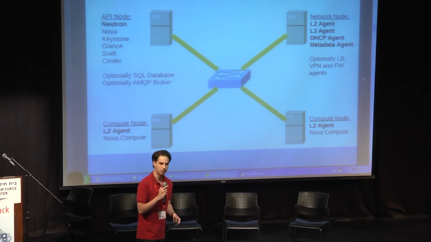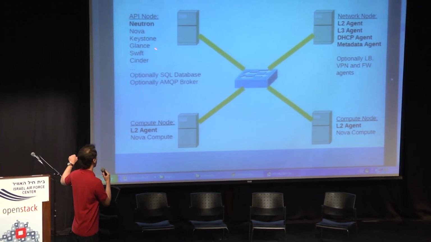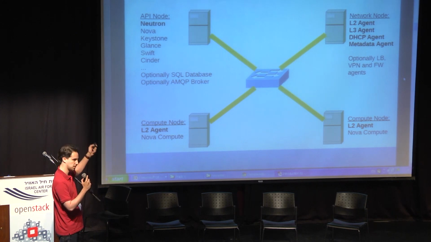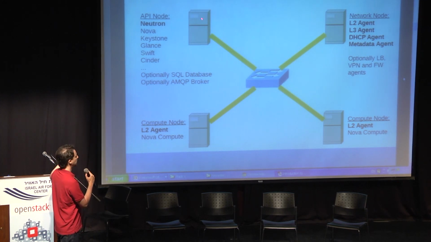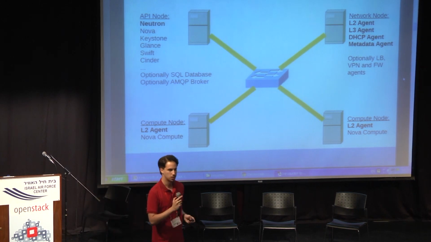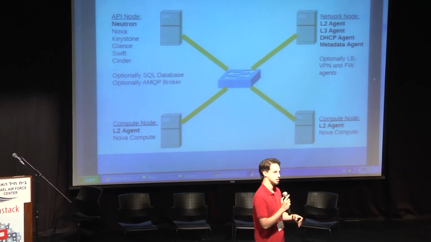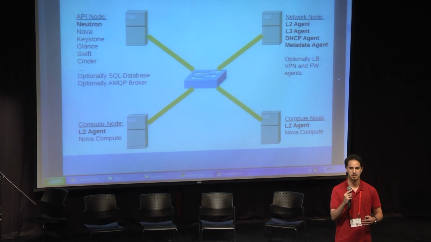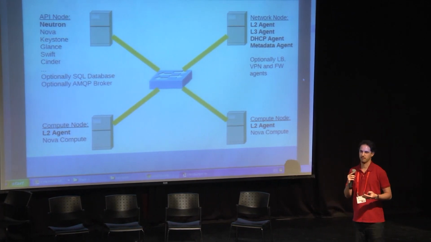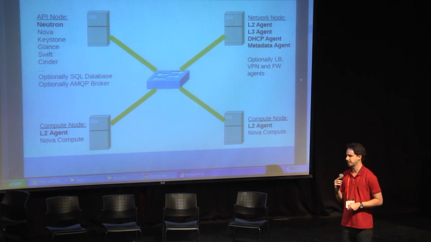For example, create router, as we've said before, is received by the network node, persisted to the database, which is on some other node. A message is then sent via the AMQP broker, received by the network node. The layer 3 agent receives the message, goes, okay, someone wanted to create a new router, I'll create a new namespace, right, a Linux namespace. Just an implementation detail of a virtual router. The virtual router is then created.